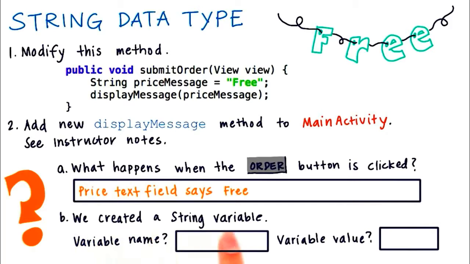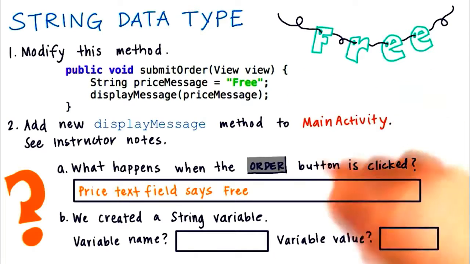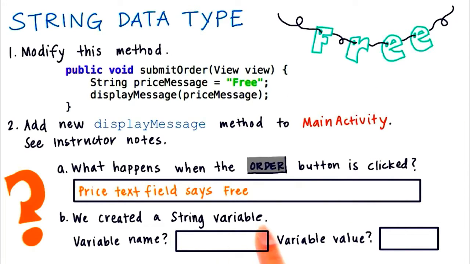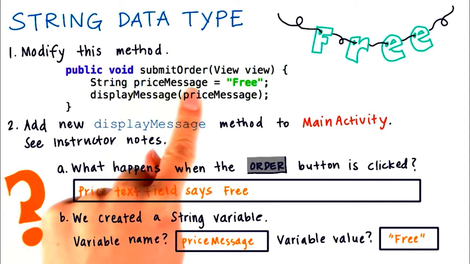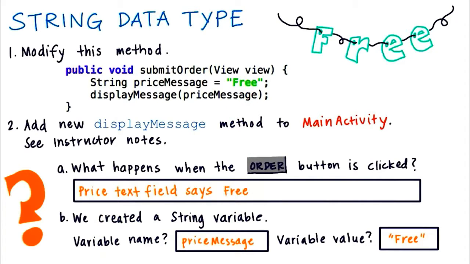For the second question, we talked about creating a string variable in this submit order method. Even though we haven't seen code for a string variable before, I asked you to guess what you think the variable name and value would be. The answer is that the variable name is price message and the value is free. To arrive at these answers, let's look more closely at how we create string variables.